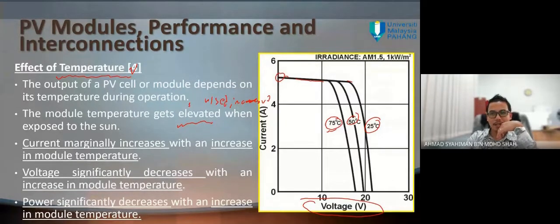It does increase a little, but I see it looks about the same. That's why I said slightly increase. So you can say that it's slightly increase. It's slightly increase with an increase in module temperature.